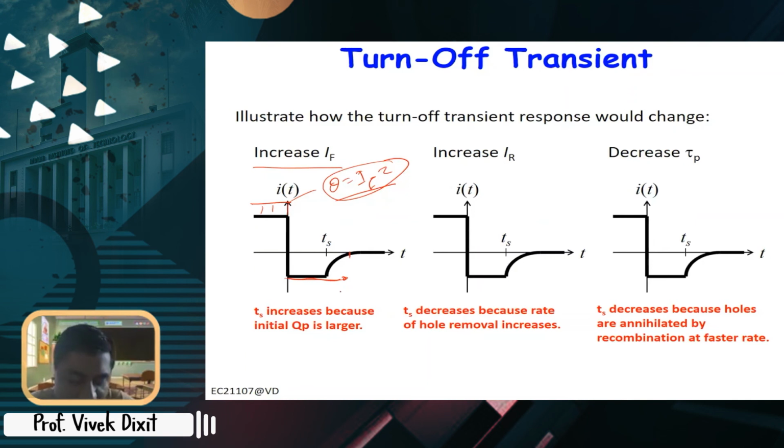And what about this recovery? It will follow the same trend, right? Okay, if you increase the IR, so this Q is IF times tau, the charge is the same, now the current is more, right? So of course the charge will be removed quickly, so your tau S will reduce.